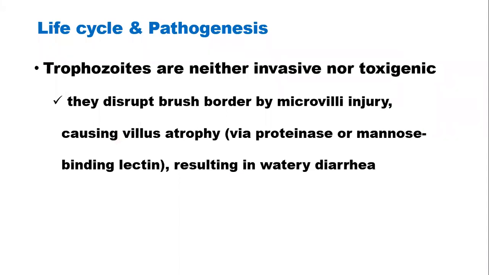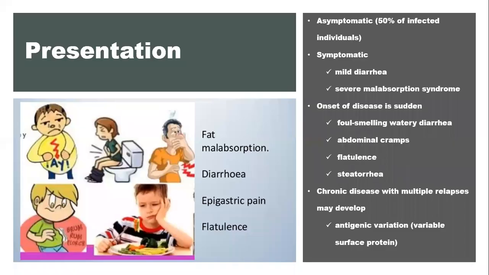So, like I just mentioned, the trophozoites are not toxigenic. They are not invasive, and neither are they toxigenic. So they don't produce toxins. What they do is a physical disruption in the brush border integrity, leading to microvilli injury, eventually causing atrophy, which now results in watery diarrhea because the absorptive function of the intestine is compromised.